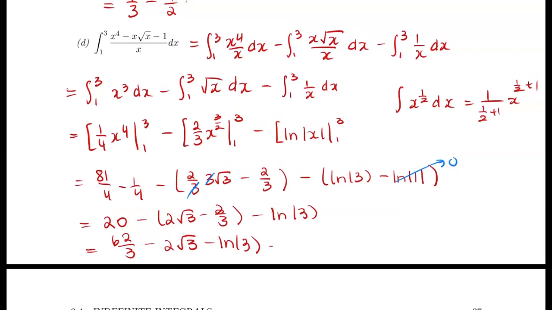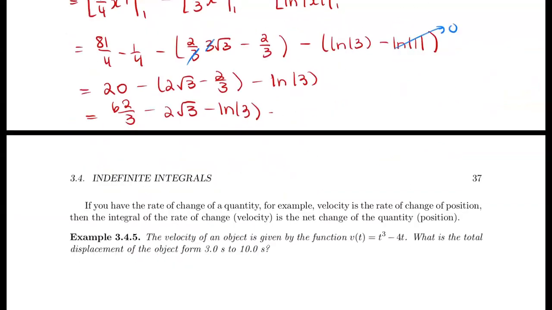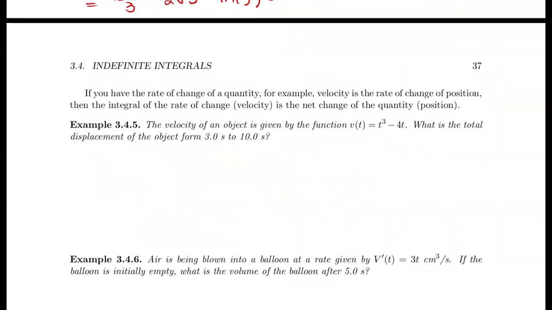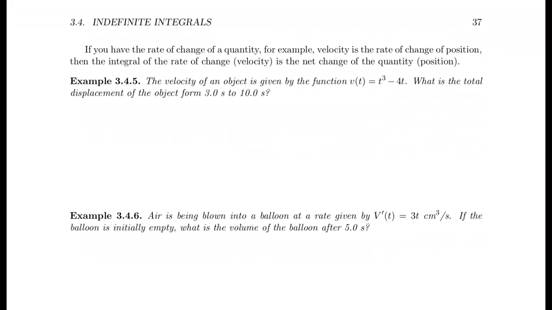So let's move on to the next part. Now let's say you have the rate of change of a quantity. For example, velocity is the rate of change of the position over time. Then the integral of the rate of change, the velocity, would pretty much just be the net change of the quantity, which is the position. So, for example, let's say that the velocity of an object is given by v(t) = t cubed minus 4t. What is the total displacement of the object from 3 seconds to 10 seconds?